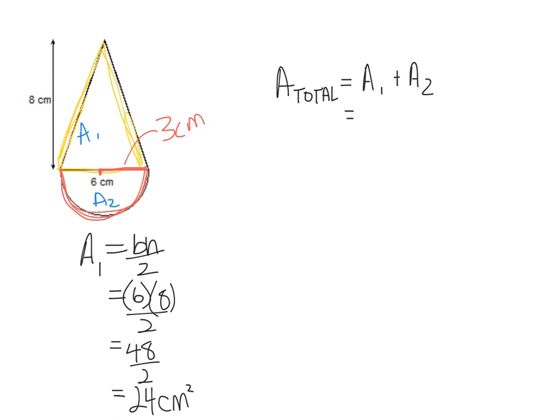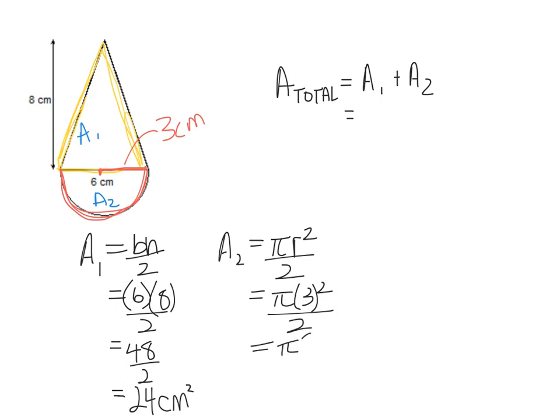Now I can solve area 2. Area 2 is a semicircle. So my formula is going to be pi r squared divided by 2. To get half of anything, we divide by 2. The radius, if you recall, we identified as being 3. So pi 3 squared divided by 2. 3 squared gives me 9. Pi 9 divided by 2.